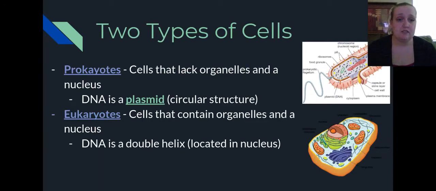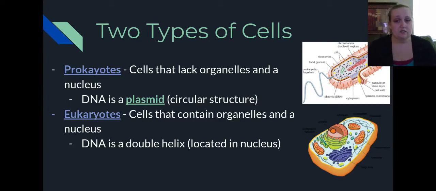Prokaryotes are the first type of cell I'm going to talk about, and then we'll discuss eukaryotes. Prokaryotes are cells that lack organelles in a nucleus. DNA inside of a prokaryotic cell is usually in the form of a plasmid, and a plasmid is a circular structure of DNA. Sometimes the DNA in a prokaryotic cell is jumbled up in a mass, but it's always in the center of the cell. And the DNA in a prokaryotic cell is found in the cytoplasm.